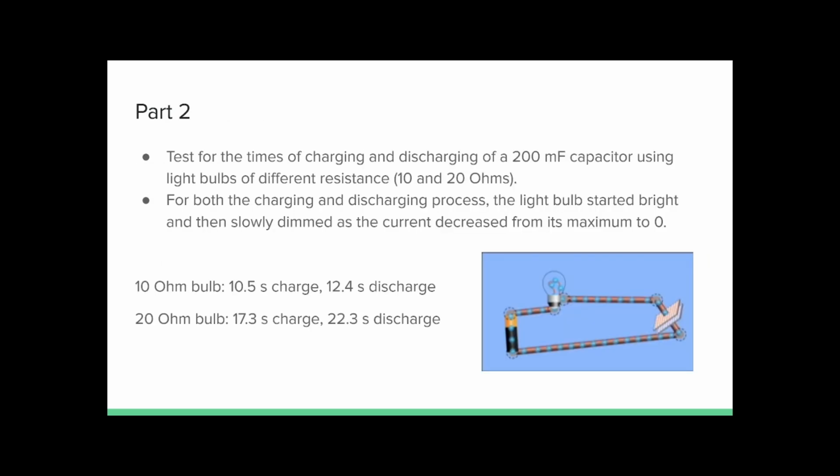Part 2 was when we moved on to a capacitor, and this was looking at the times it took to charge up and discharge a capacitor using both a 10 ohm and 20 ohm bulb. For the 10 ohm bulb, it was 10.5 seconds to charge and 12.4 seconds to discharge. And the 20 ohm bulb was 17.3 seconds to charge and 22.3 seconds to discharge. These times are from when the current went to its maximum and then decreased back down to 0.